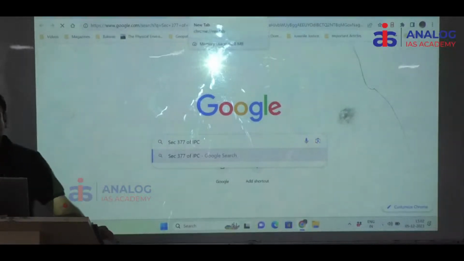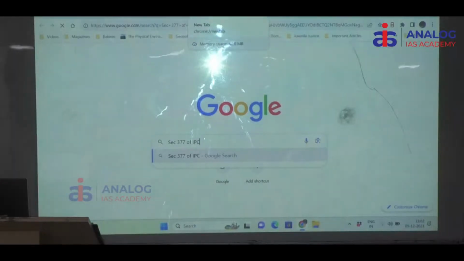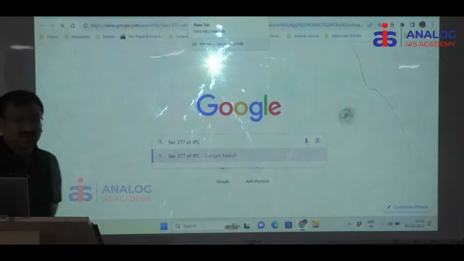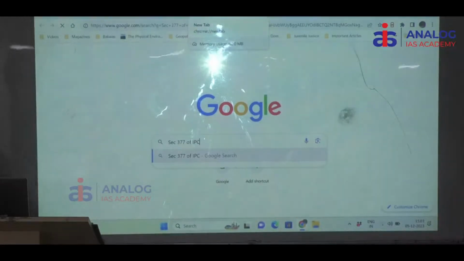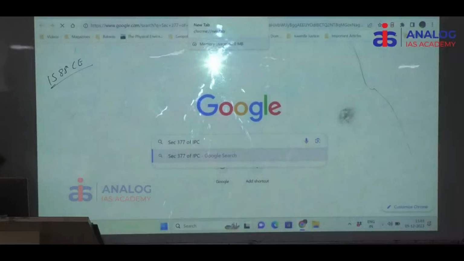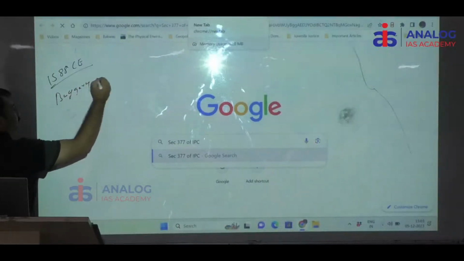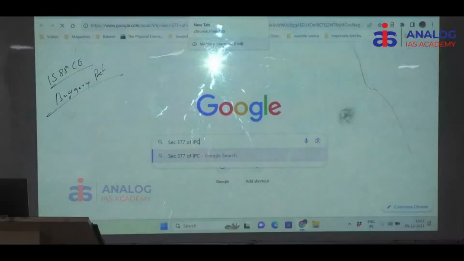Anyway, Section 377 of IPC is talking about unnatural sex. Prior to 2018, among that unnatural sex was a unique form called homosexuality. So homosexuality was also considered an unnatural form of sex. From where did we get this idea? Britain. In 1588, Britain passed an act called the Buggery Act. It was this Buggery Act which criminalized homosexual relationships.